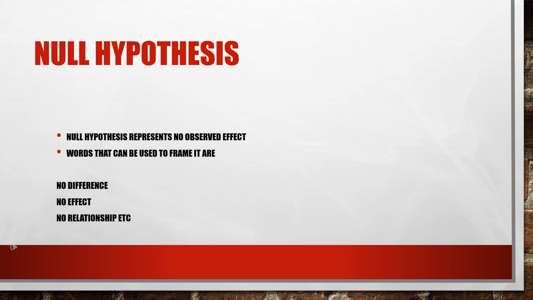So basically, the word no is an important word, whatever you are evaluating. Whether you are evaluating a difference between two sets of data, or the effect of a particular intervention on a population, or a relationship between two sets of data, in that case you need to use the word no. So it is important that you keep in mind that whenever you are framing your null hypothesis, you have to use no difference, no effect, no relationship or similar terminology.